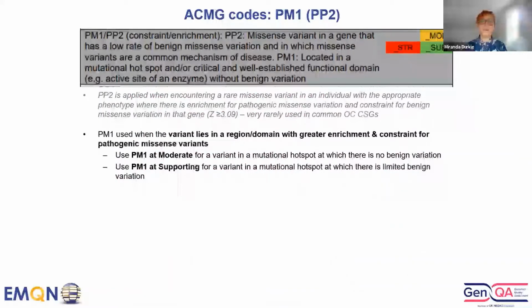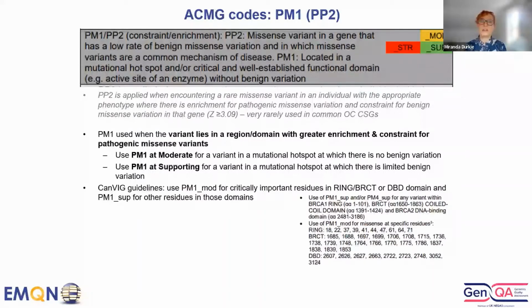Okay, so next I'm going to move on to PM1 and PP2, which I've grouped together. PP2 is grayed out because it's for a gene constraint that we very, very rarely use in cancer susceptibility. PM1 is used where there's a regional constraint, and in the CanVIG guidelines, we would use it at moderate for these critically important residues in the RING, BRCT or DNA binding domain. And we would use PM1 at supporting for other residues in those domains.